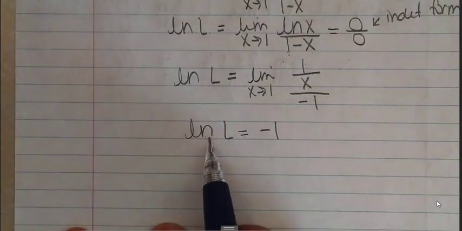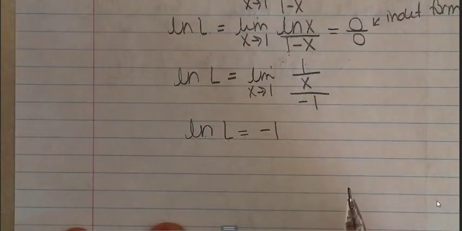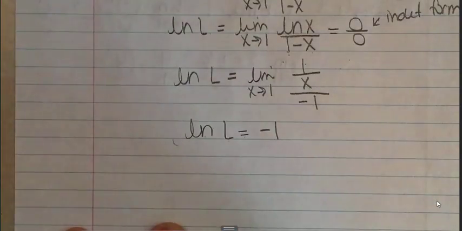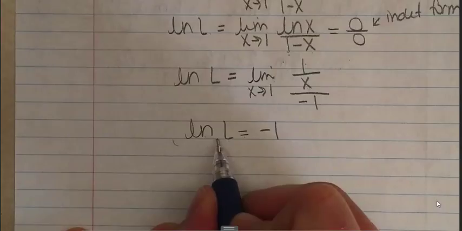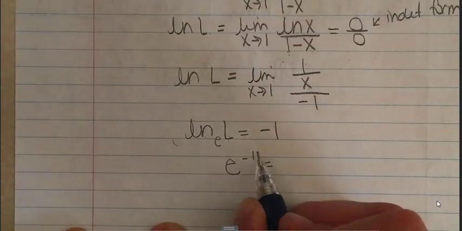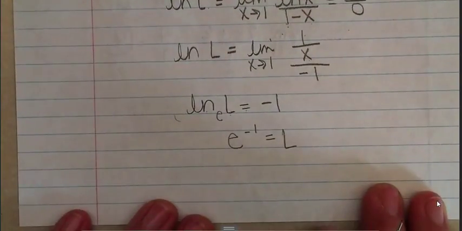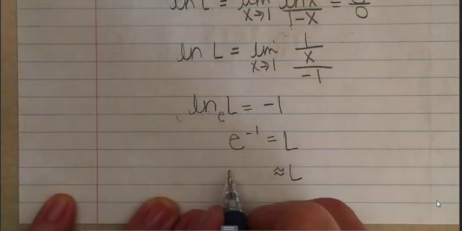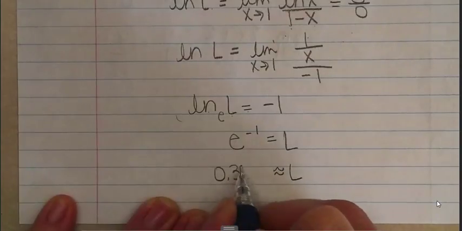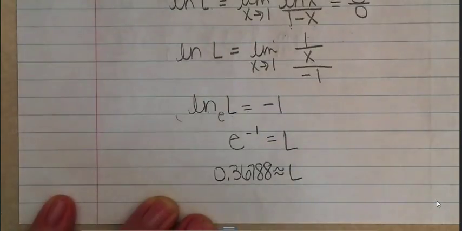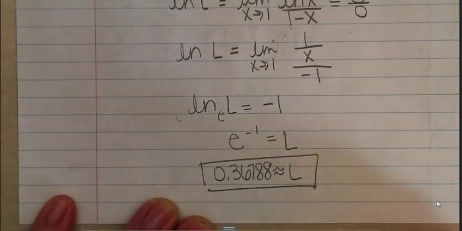All right, well, now how do I get L here by itself? One way to do that is to give each side a base of e. Another way would be to rewrite this using exponential form. So I can say, all right, I know that there's a base e here. So this is really e to the negative 1 equals L. And then you can plug that into your calculator. So L will be approximately, if you plug that in your calculator, 0.36788. How about that? And there you go.